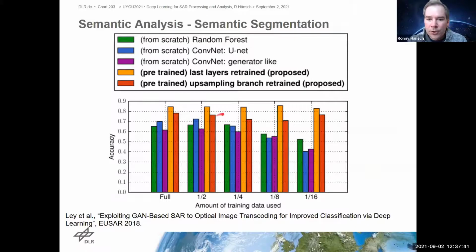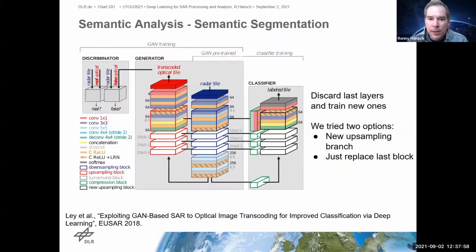And now we have two versions of this proposed technique with the pre-training for the transcoding. And you can see on the one hand, it's very robust with the number of training samples for the fully supervised training, the fine-tuning of the classifier. Because a big part of the network, if you go back to the architecture, is already trained on the transcoding task. And we only need a few samples to fix the parameters of the classifier.